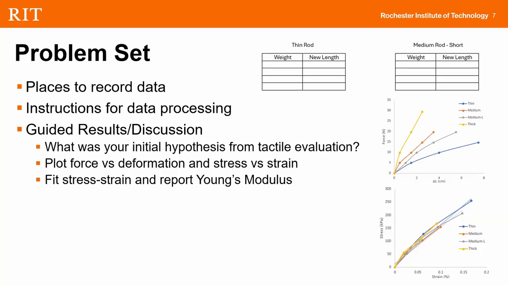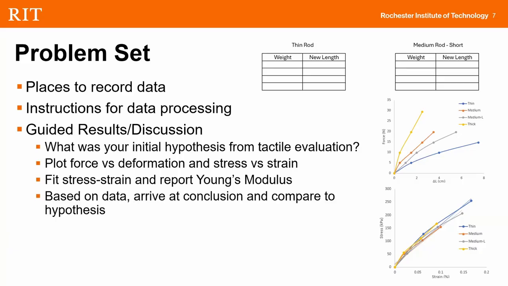But when you convert them to stress and strain, they now converge, and you can tell that they are actually an identical material. And then they would have to do a simple linear fit and report the Young's modulus, and use that information to arrive at some conclusion of, are these the same material or are they different materials? And then compare back to their hypothesis that they gathered from just their tactile-based analysis.